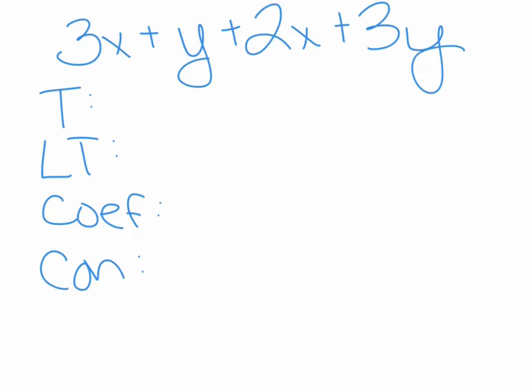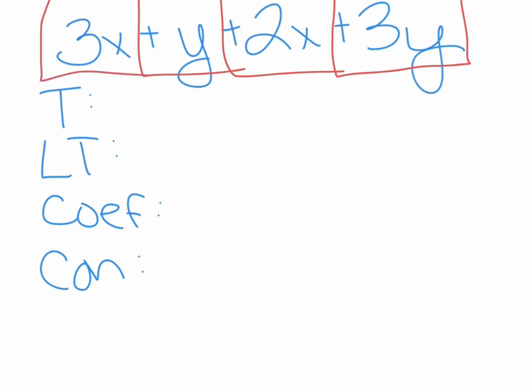Hey, so we're going to review the parts of an expression. We're going to start by training it up. And again, you start it from the back and include the sign. So everything now is in a box, and everything in a box is a term. So we have 3x, y, 2x, and 3y.